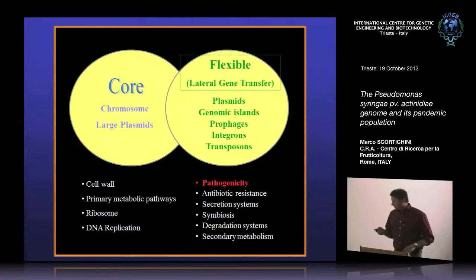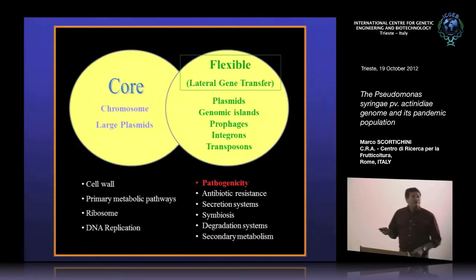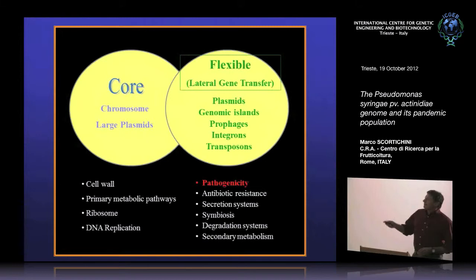So to be clear, the core genome is in the chromosome and in the large plasmid, and codes for cell wall, primary metabolic pathways, ribosome, and DNA replication. So really the most important part concerning the replication and maintenance of the species. But the flexible genome, present in plasmids and this other part of the genome, codes for other very important traits that, concerning plant pathogens and human pathogens, are related to pathogenicity, especially in the xenomic islands, but also in plasmids.